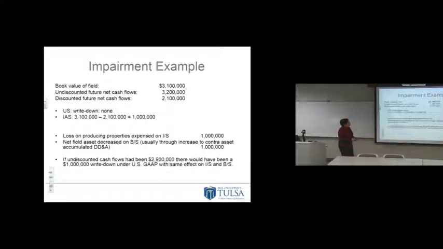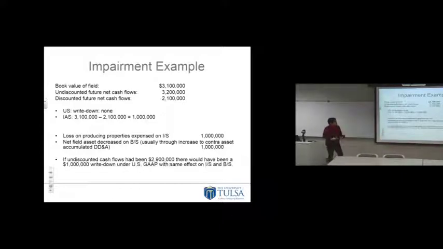However, International GAAP doesn't look at that undiscounted amount. International GAAP goes right from the $3,100,000 and compares it to discounted cash flows. When I discount those cash flows, it comes out to $2,100,000. So under International GAAP, I'm going to have a $1 million write down. That is going to be a loss expensed on my income statement. Again, I'm successful efforts. It's going to be a loss expensed on my income statement. Going to reduce income. And the net field asset is going to be decreased on the balance sheet.